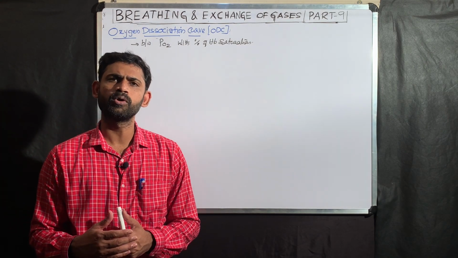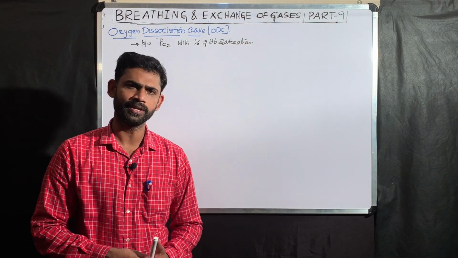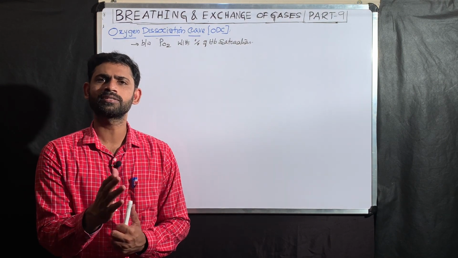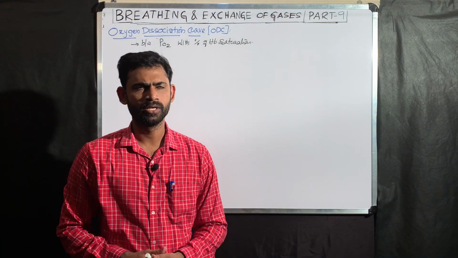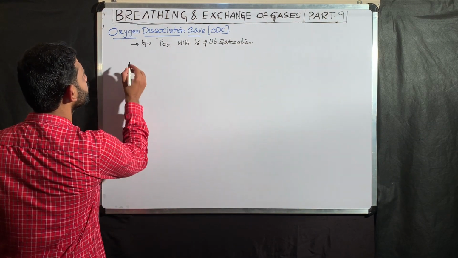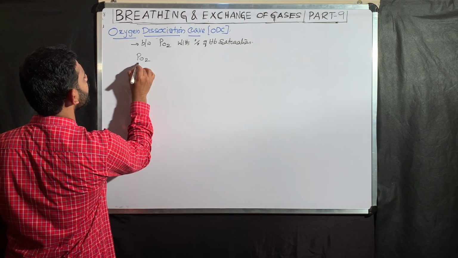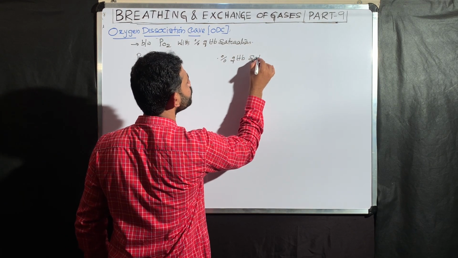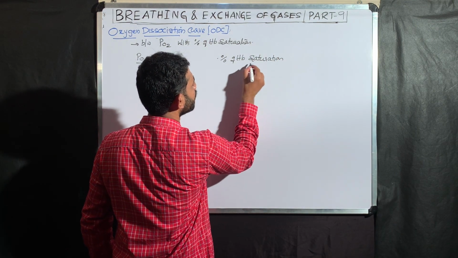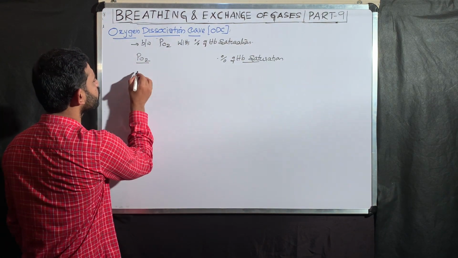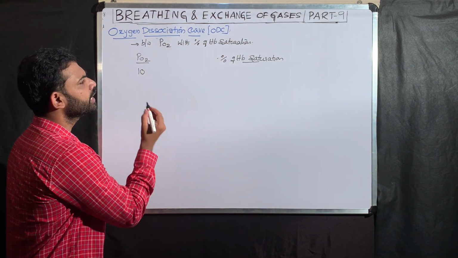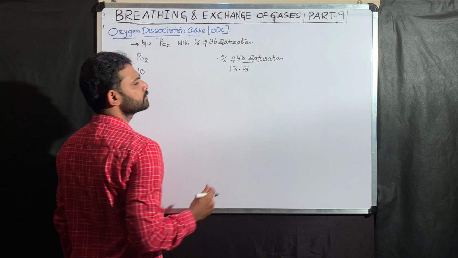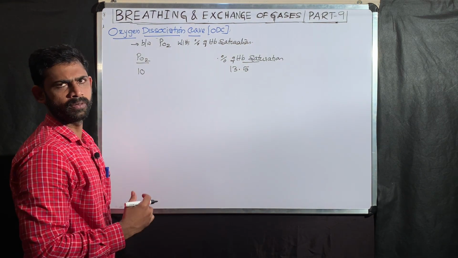Before going to tell about how those factors influence the ODC, first I will explain how the standard oxygen dissociation curve is obtained. I already said it is a graph between partial pressure of oxygen and percentage of hemoglobin saturation. For example, if the partial pressure of oxygen is 10, then how much hemoglobin gets saturated? That is 13.5. That much hemoglobin gets saturated.